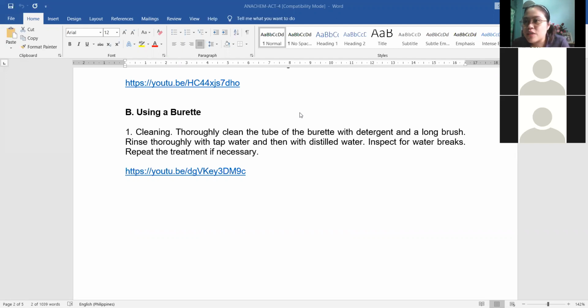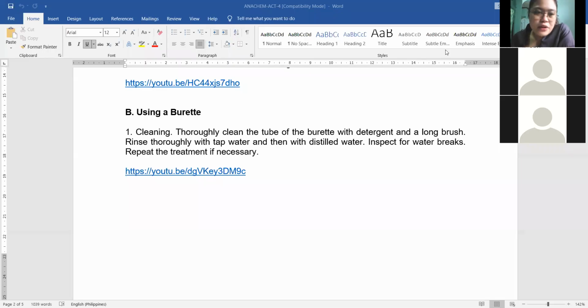So, syempre, before using the apparatus class, the number one step really is to clean it. Okay, so in cleaning, the same pa rin naman yung gagamitin natin in cleaning the burette. We have to use soap and then rinse natin siya with tap water and distilled water. Then you have to inspect for water breaks. Kasi kapag may water breaks siya sa loob, it means hindi pa totally malinis yung ating burette, just like the pipette. Okay? So that's how you clean the burette.